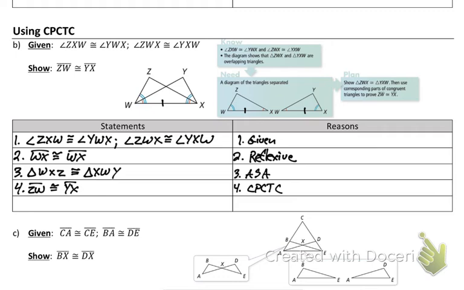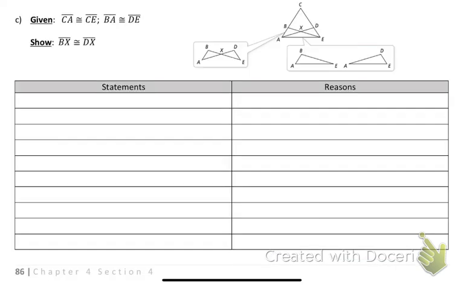So real quick, one more example of this. All right, so another prime example of this is this one. We have two givens. We have CA is congruent to CE, and we have BA is congruent to DE. And that is given.